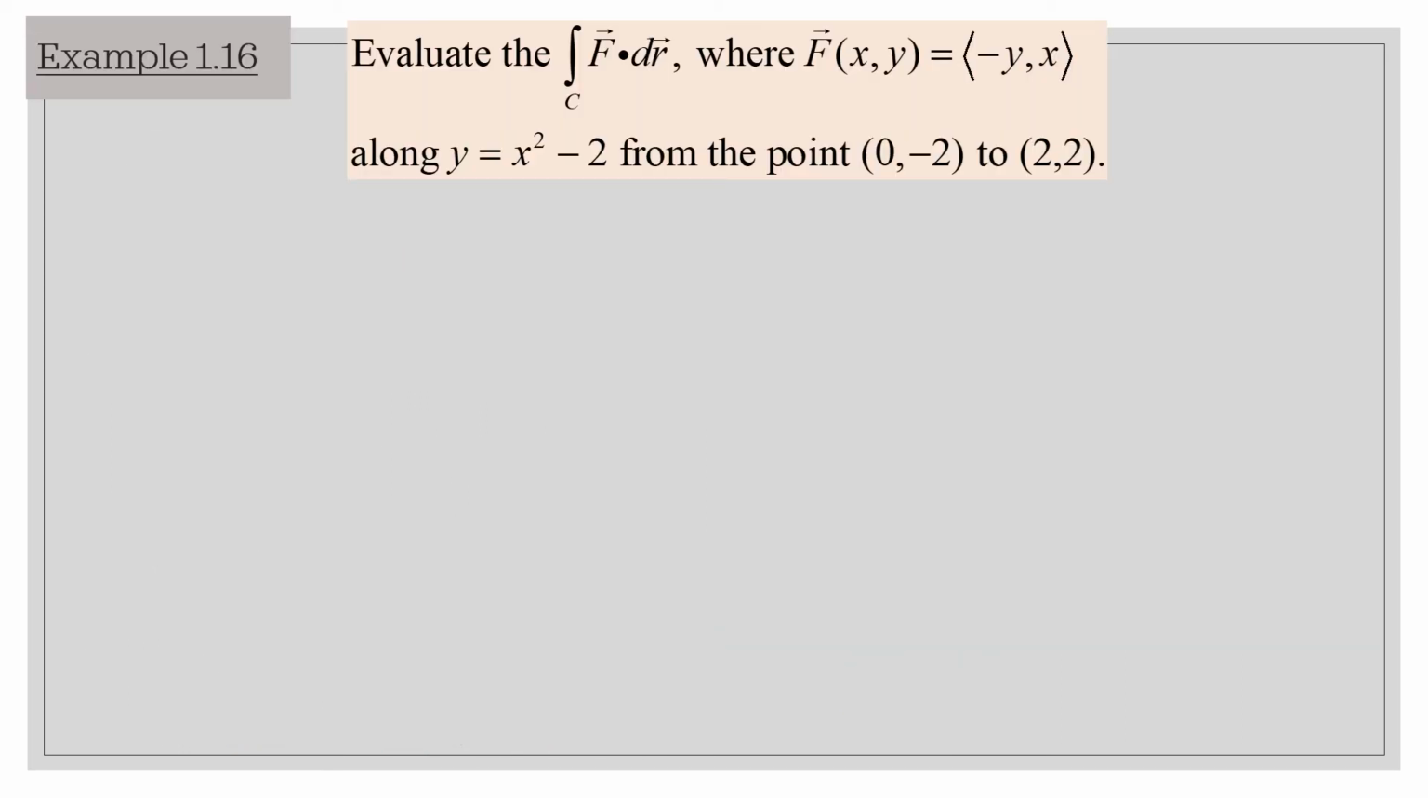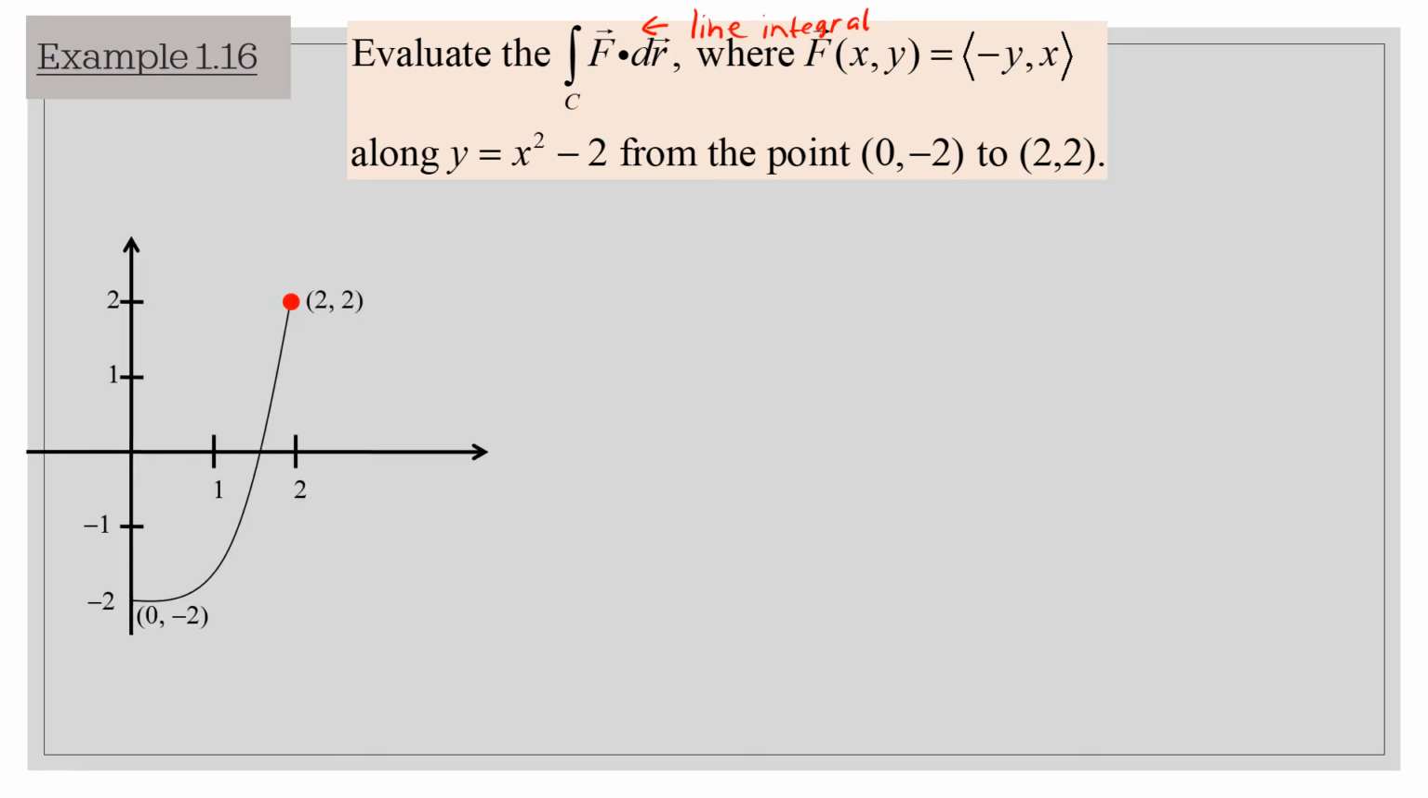Let's move to example 1.16. Evaluate the integration of F dot dr. So this is the line integral, where F(x, y) equal to (negative y, x) along y equal to x squared minus 2 from the point (0, negative 2) to point (2, 2). Okay, so the curve may be something like this. The particle moves from point (0, negative 2) to point (2, 2). So we need to find the work done moving along the line y equal to x squared minus 2.